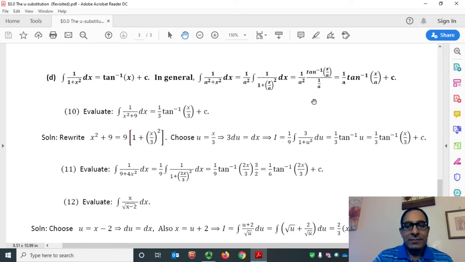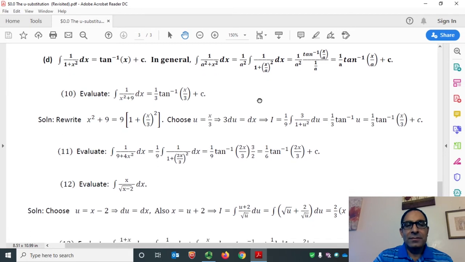Great. Let's do example 10. Evaluate the integration of 1 over x squared plus 9 dx. In this formula, our a is 3. So then this simply becomes 1 over 3 tan inverse x over 3 plus c. Now let's verify this result.